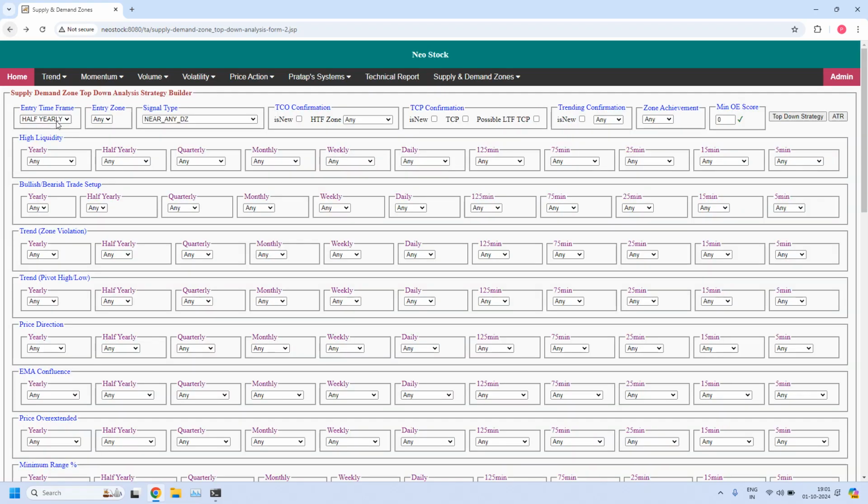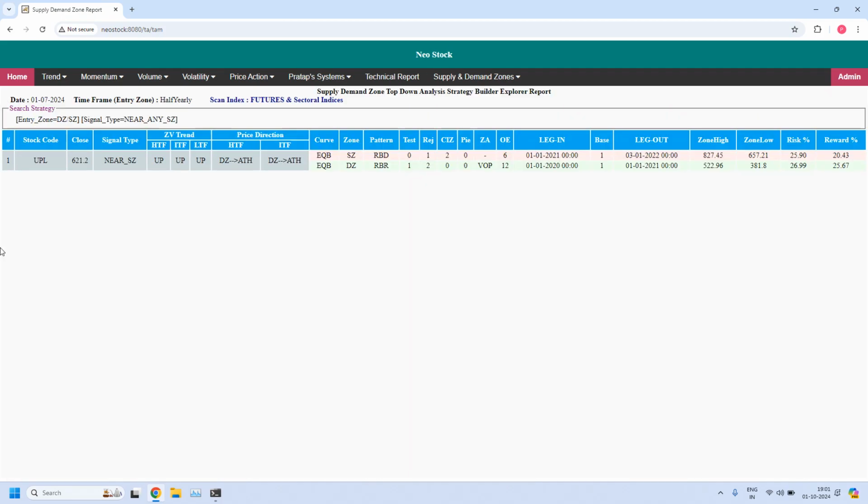Okay, next report for half yearly time frame. Let us find the stocks near half yearly supply zone. One stock is filtered.